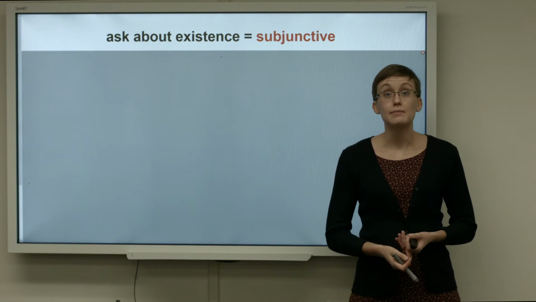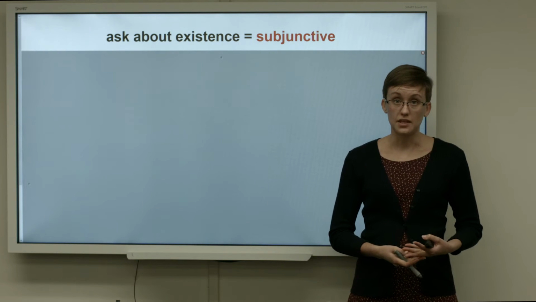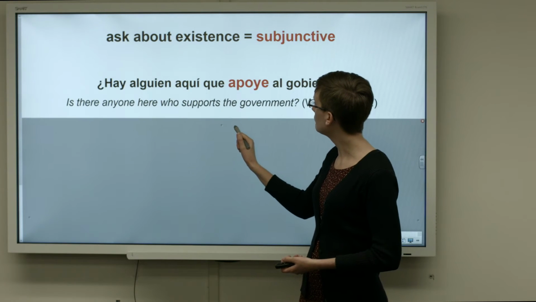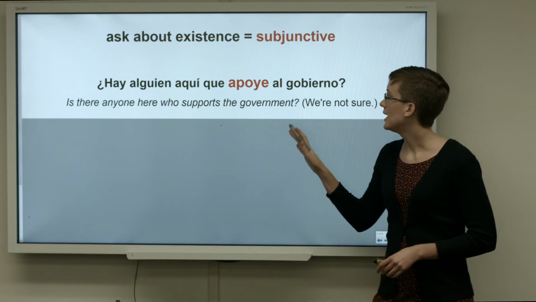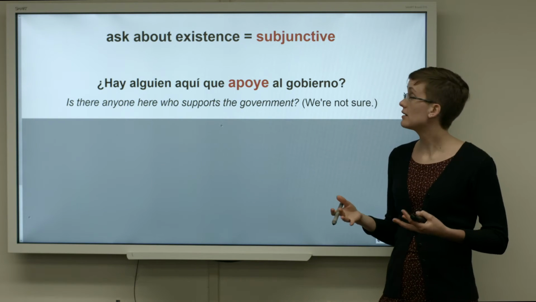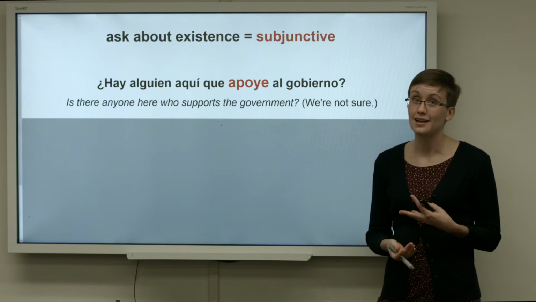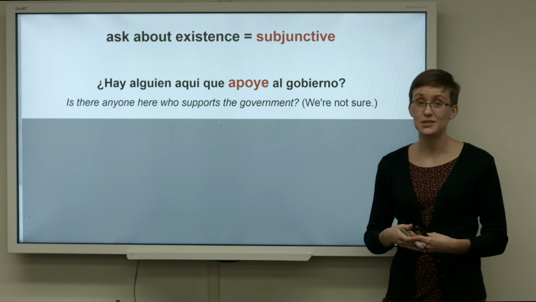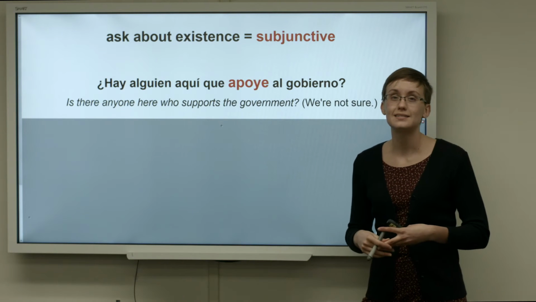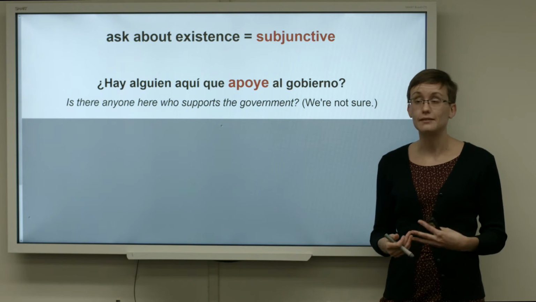Also, when we ask about the existence of someone or something, we are also going to use the subjunctive. For example, ¿hay alguien aquí que apoye al gobierno? Is there anyone here who supports the government? Obviously, I'm not sure. That's why I'm asking. So I'm going to use the subjunctive apoye instead of the indicative form apoya.